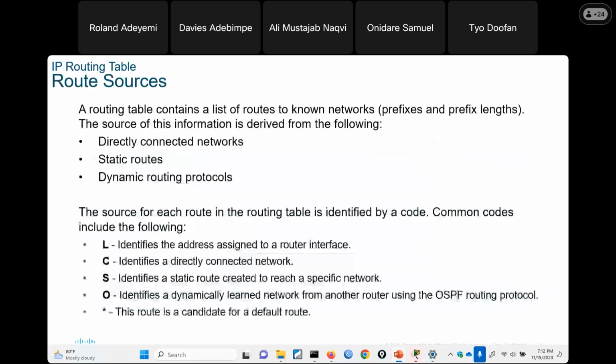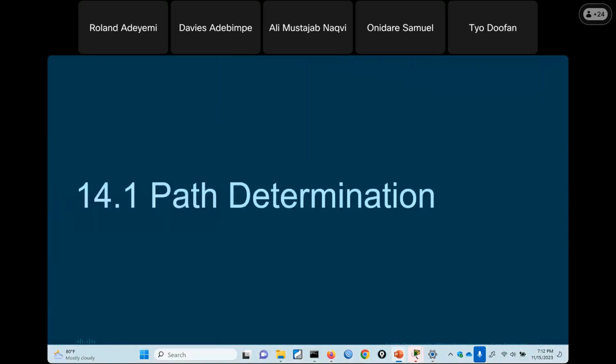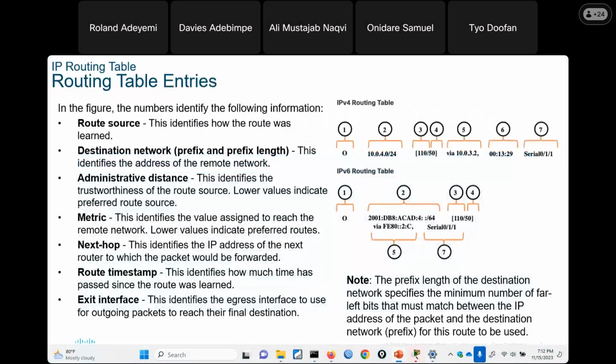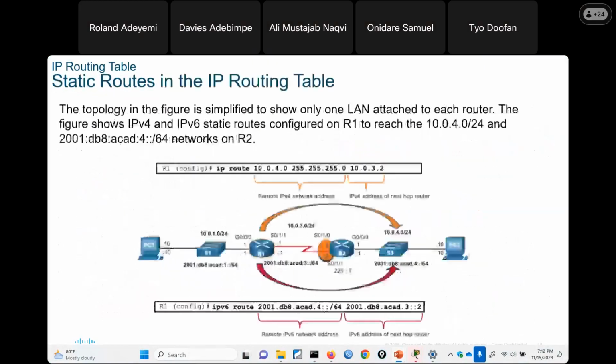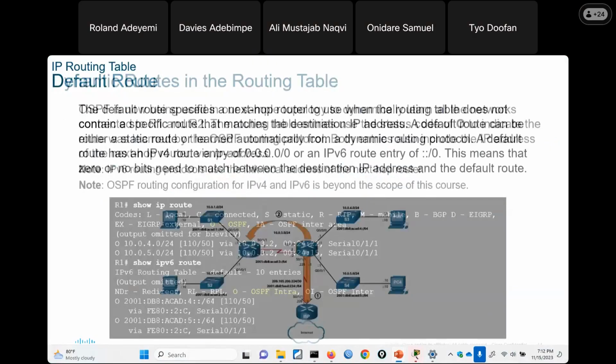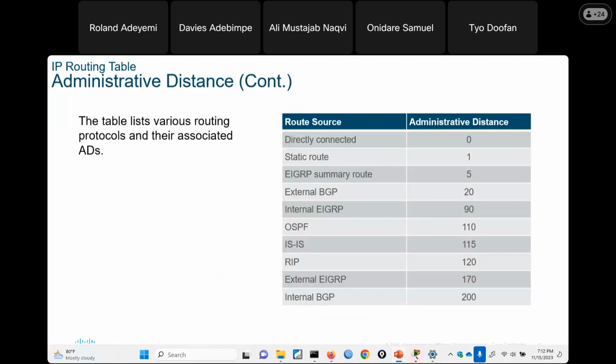Let me see if I have something like that here. I don't think I have any. When we do static route configuration in the next class, you're going to see that. I don't have static routes here. So that one is going to be 1. If the router has more than one piece of information from different routing protocols coming from different angles, it's just going to go with the routing protocol that has the lowest administrative distance.